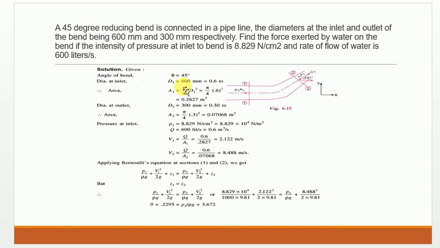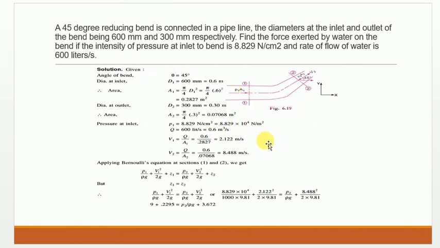Theta, the angle of the bend, is 45 degrees. Diameter at inlet is 600 mm, so converting to meters, 0.6 meter. Area will be pi by 4 d square, so 0.2827 meter square. Diameter at outlet is 300 mm, so area at outlet will be 0.07068 meter square. Pressure at inlet is 8.829 Newton per centimeter square, so we convert to meter square by multiplying by 10 power 4: 8.829 into 10 power 4 Newton per meter square.